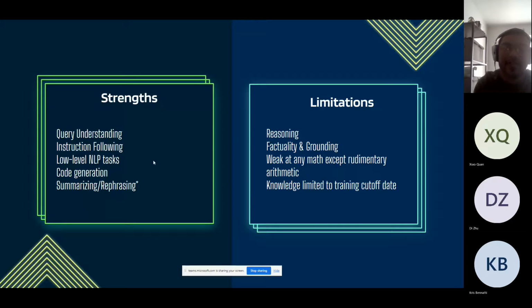I think when you look at strengths, it is clear that it's really good at following instructions and at query understanding. One thing I have noticed, especially with the more recent models, is that they are really good at understanding the intent of your query. As an aside, I'm surprised to see people interacting with ChatGPT in very formal English, even using the word please, because that is not necessary.